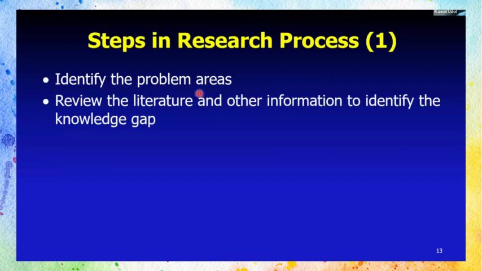And when we know what the problems are, then we review literature to gain more information, to gain more knowledge, and to identify the knowledge gap. A knowledge gap is something that we still don't know. So we review literature in detail to determine what is already known and what is still unknown, and that is the knowledge gap, and that will be the issue that will generate research.